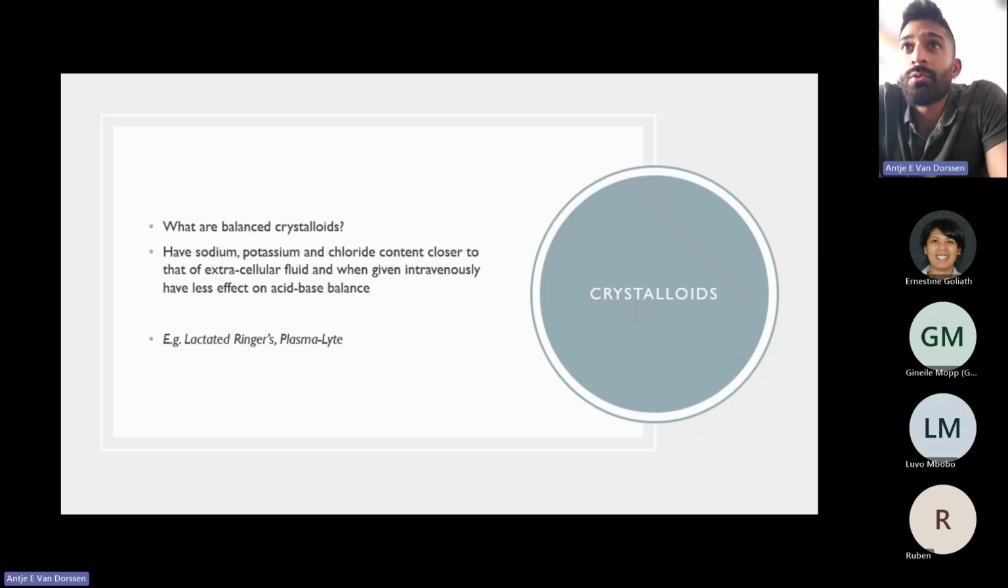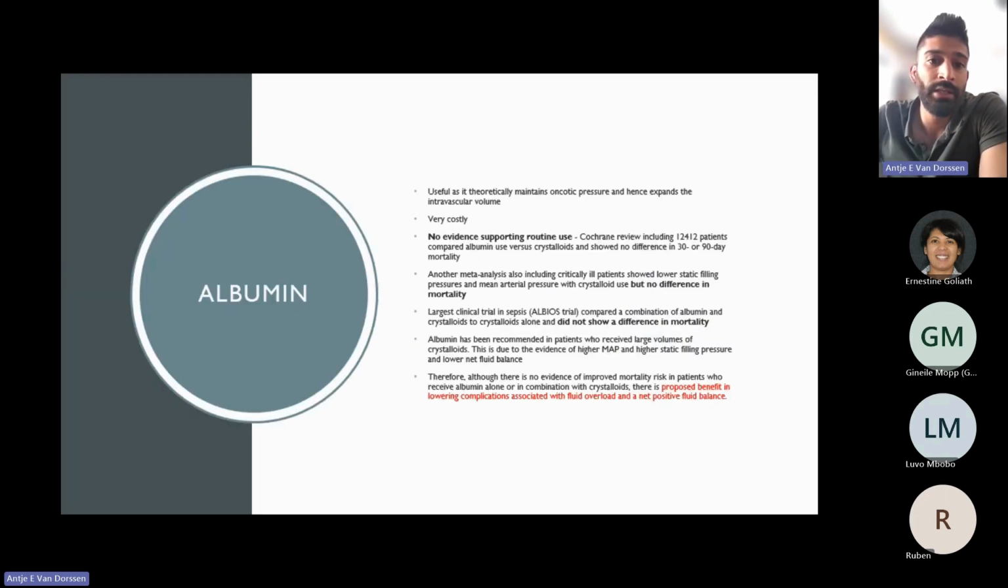What exactly are balanced crystalloids quickly? So they're basically more physiological solutions in that they contain sodium, potassium, and chloride, a content that's similar to the extracellular fluid. When given intravenously, they do have a less effect on the acid-base balance of the patient. Examples that we're familiar with include Ringer's lactate and Plasma-Lyte.